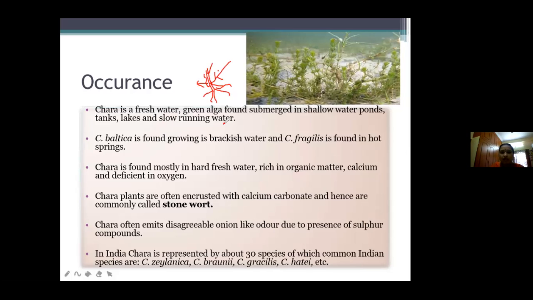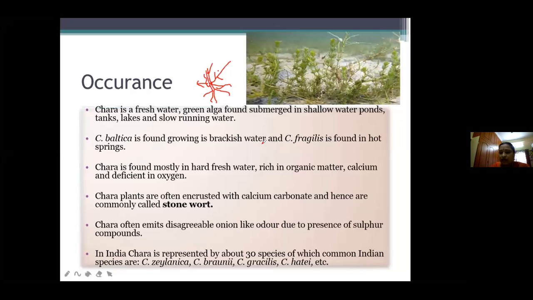Okay, this algae, Chara, grows abundantly in fresh water, in clear, shallow, still water reservoirs, attached to the substratum, submerged aquatic, and on muddy or sandy bottoms of pools, lakes, ponds and ditches. Certain species of Chara are also found in brackish water.